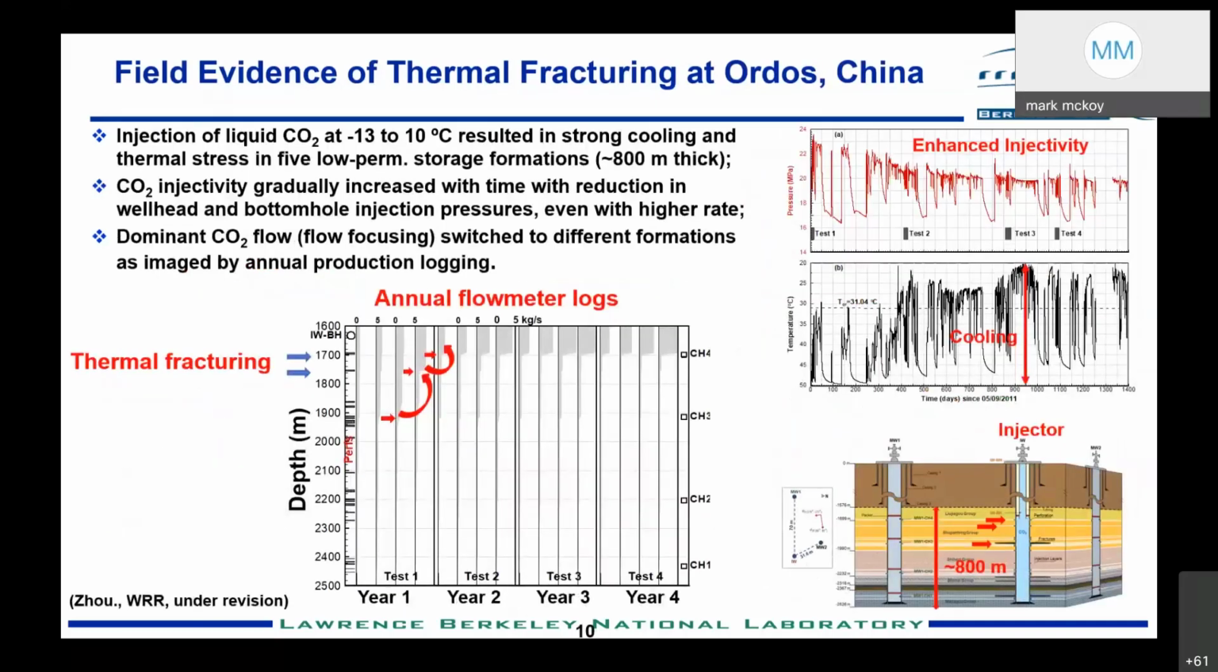So at Erdos, the top right figure shows injectivity enhancement with time because of the cooling induced by liquid CO2 injection. After the first year, more than 80% of injected CO2 was going through the fractured 10-meter thin layer at the top, bypassing the majority of the planned 800 meters storage formations used to enhance injectivity, because at this site injectivity is very low.